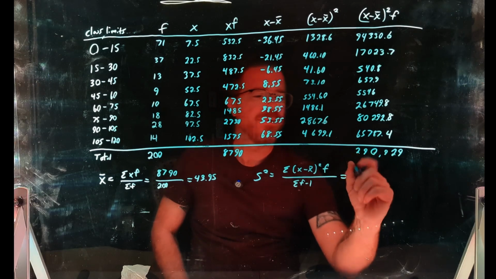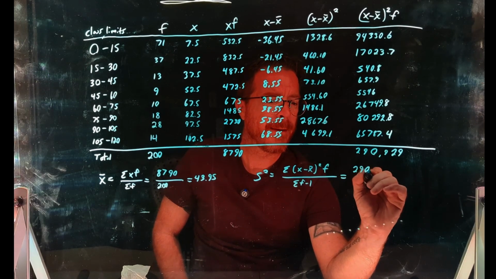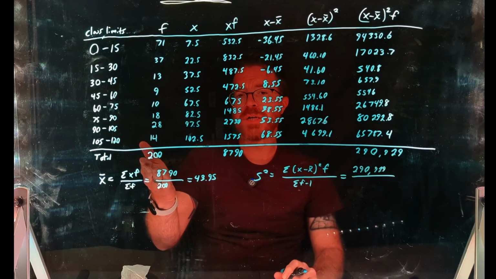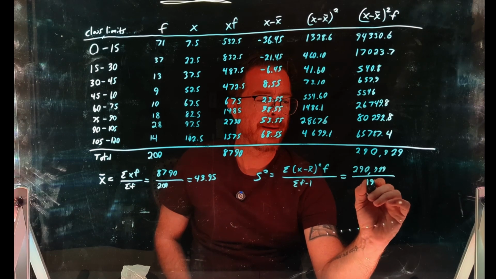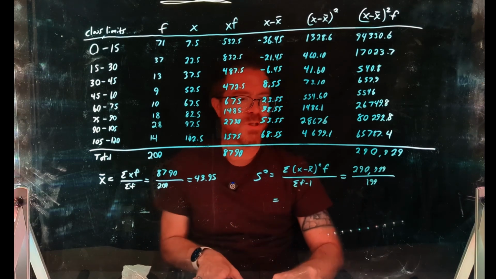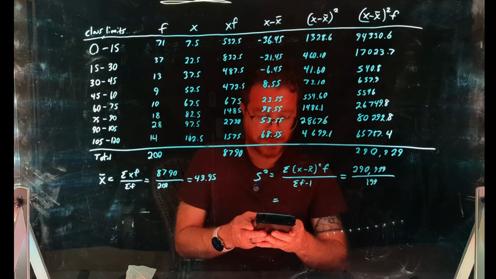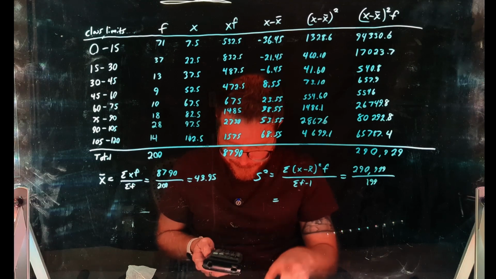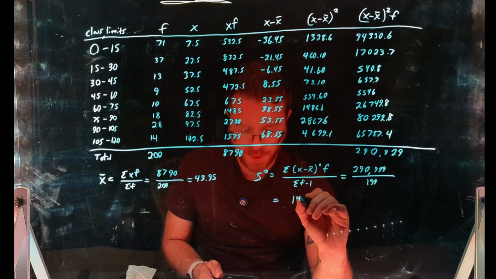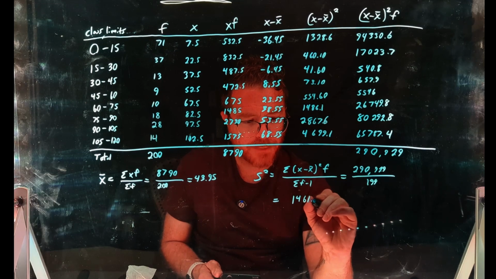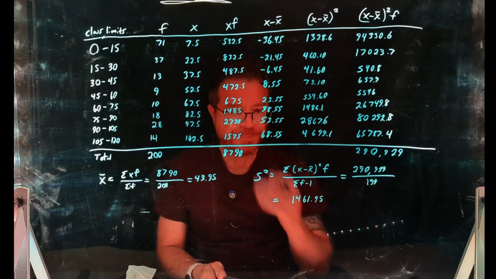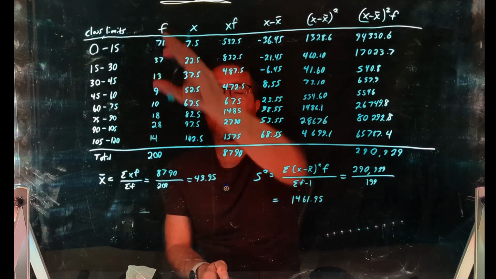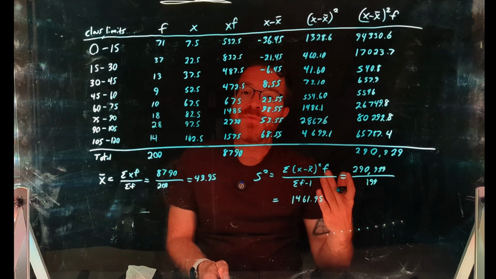So I'm going to take this top value, 290,929, and I'm going to divide by 200 minus 1. So I'm just going to write it in as 199. And this is going to be equal to 1,461.95. So this is going to be my variance for this data based on the intervals that I have and the frequencies that I have. So now I'm going to find my standard deviation.